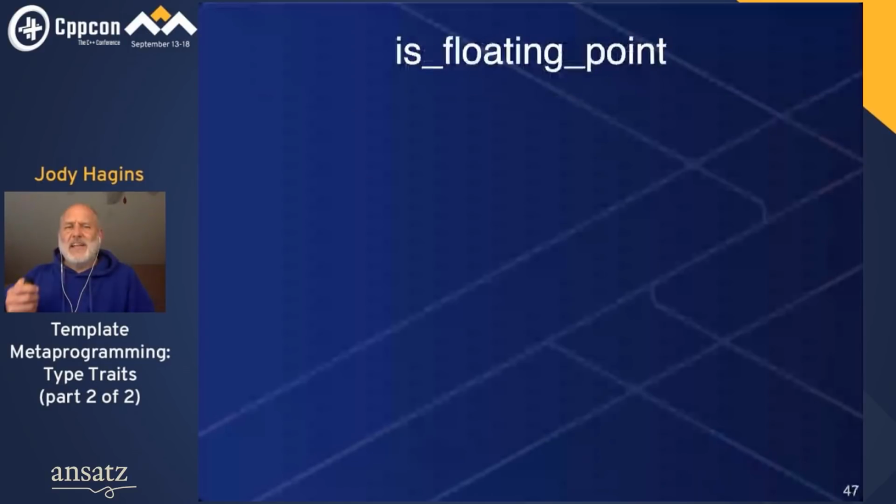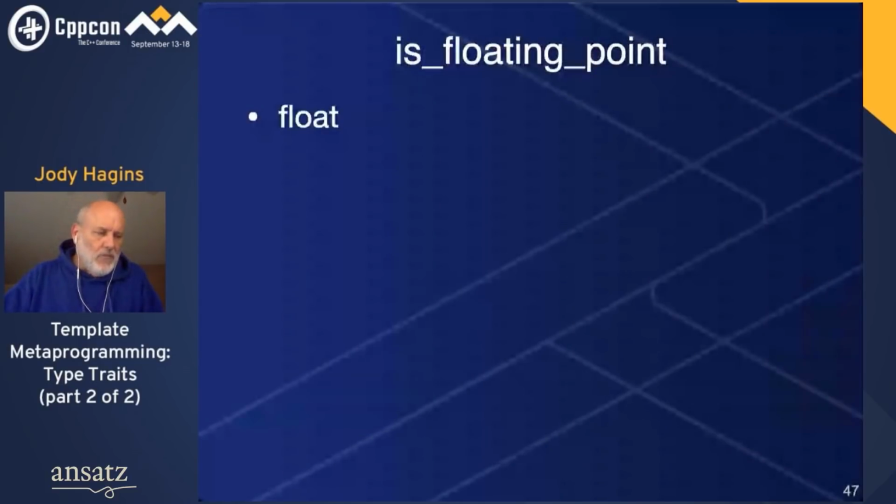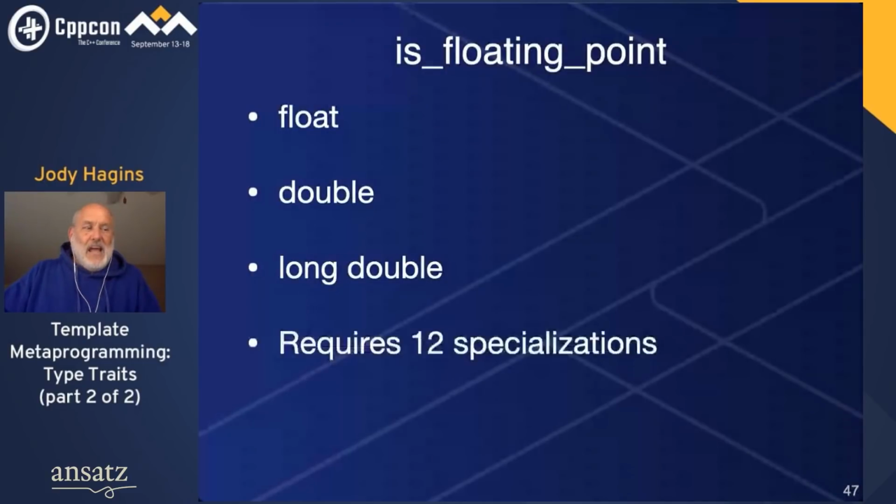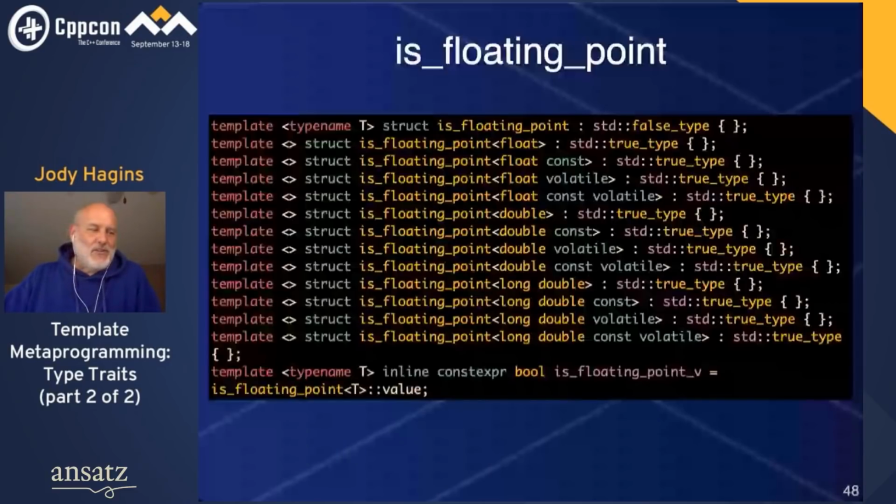So let's look at the next one, is floating point. We've got float, double, and long double, and now this requires 12 specializations. This is starting to be a combinatorial explosion, so hold on to your pants here. All right, so there's our is floating point. If that doesn't scream to you that we need something better, then okay, well, maybe just wait.